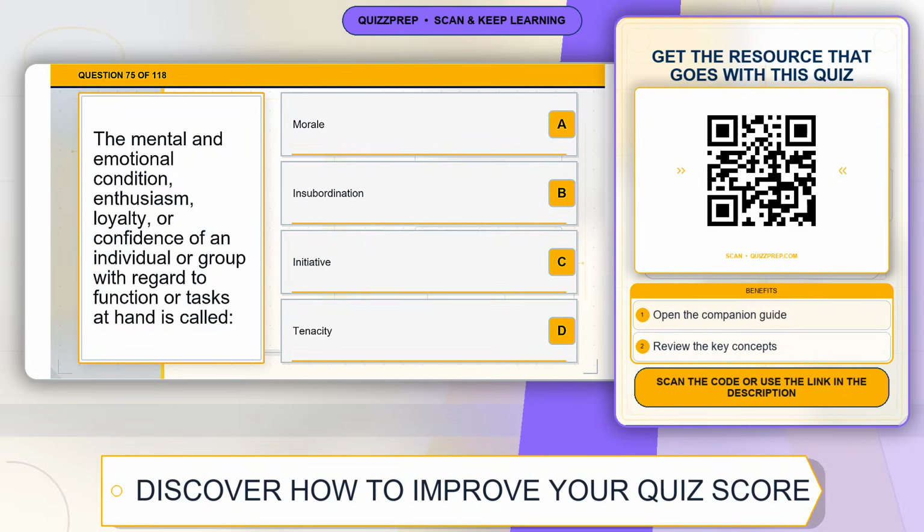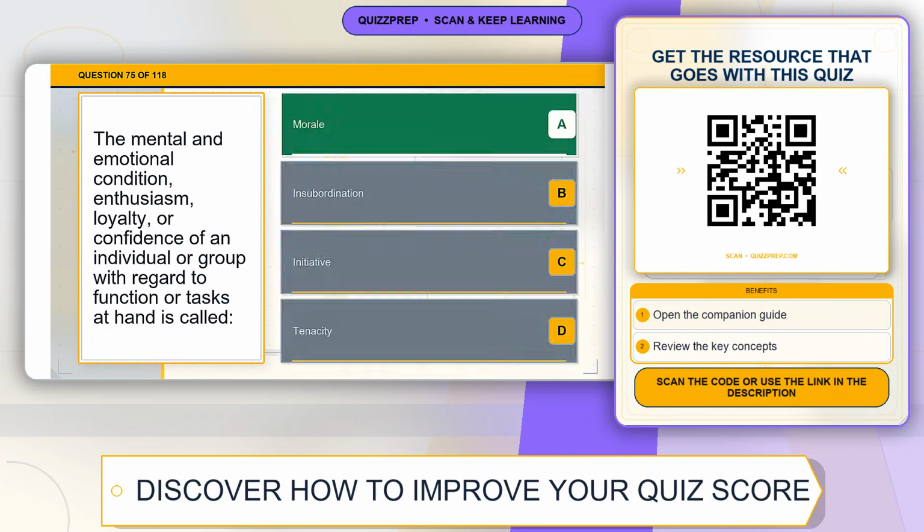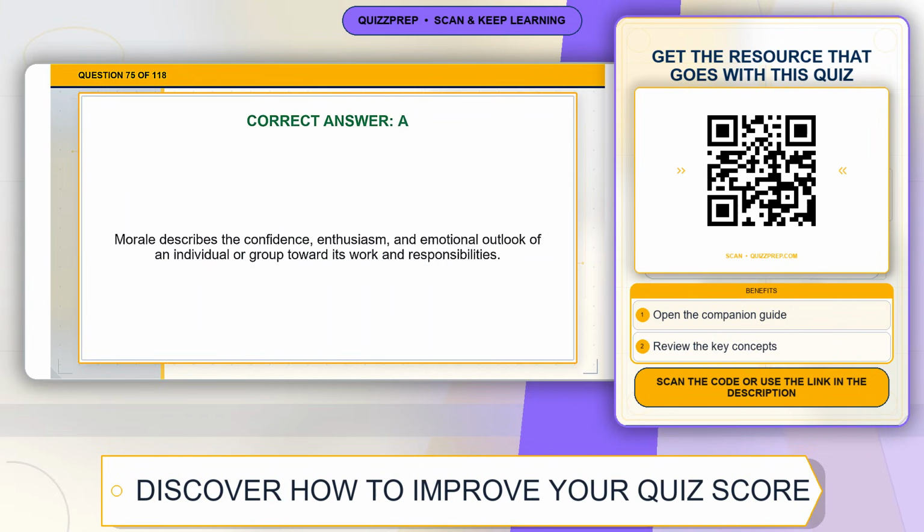Question 75. The mental and emotional condition, enthusiasm, loyalty, or confidence of an individual or group with regard to function or tasks at hand is called: Option A, morale. Option B, insubordination. Option C, initiative. Option D, tenacity. The correct answer is option A, morale. Explanation. Morale describes the confidence, enthusiasm, and emotional outlook of an individual or group toward its work and responsibilities.